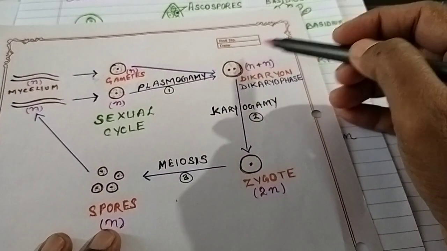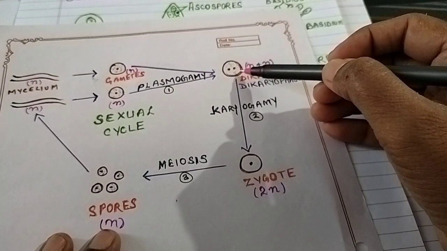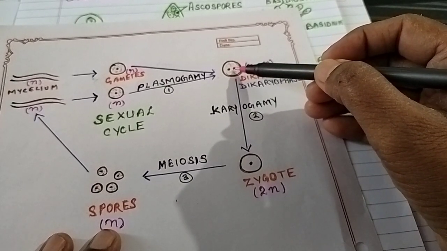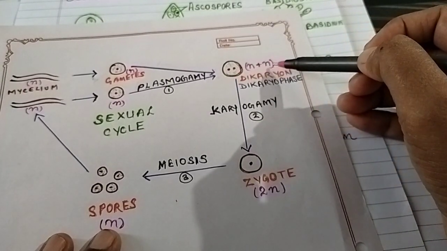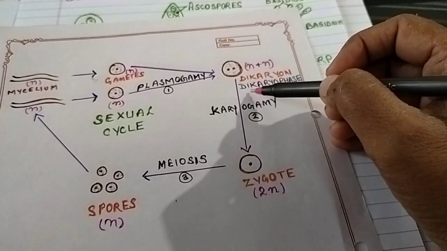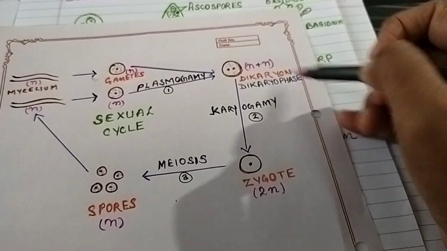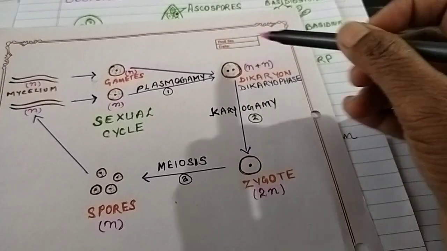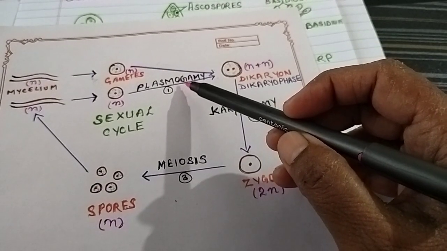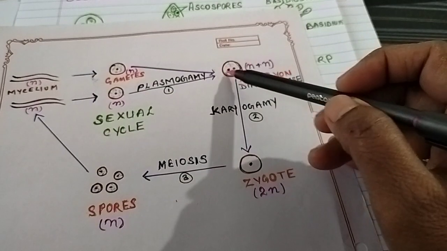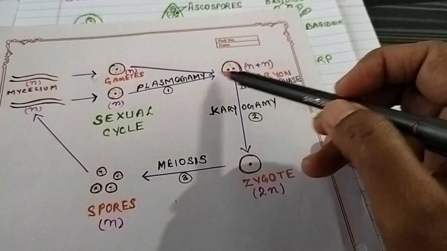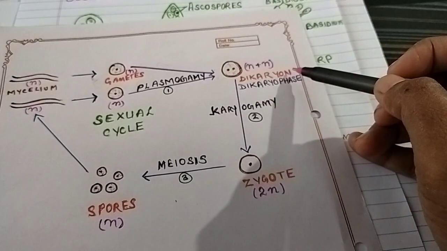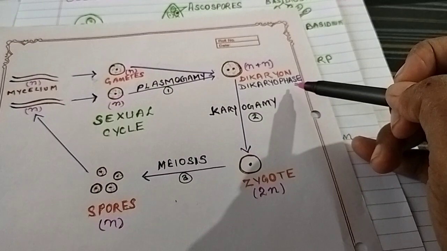Now what happens as a result of plasmogamy? You are seeing here one cell having two different nuclei. This is N haploid, this is N haploid. This condition is known as N plus N condition, and we call it dikaryophase, and this particular cell is called a dikaryon. What is a dikaryon? Two gametes fuse together and only plasmogamy has taken place. Karyogamy hasn't taken place. So this cell has two nuclei, n from this and n from this, so we write it as n plus n. Only plasmogamy has taken place, and this results in the formation of a dikaryon, and this phase is called dikaryophase.